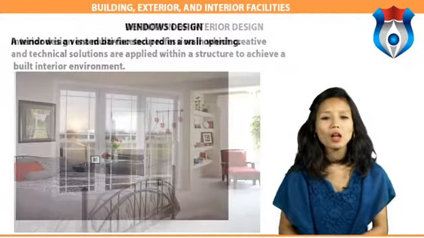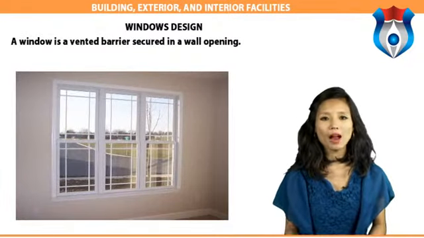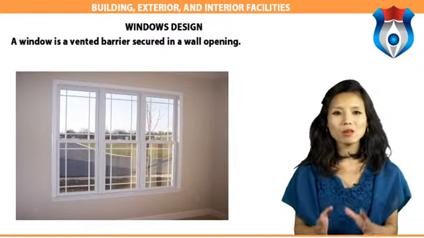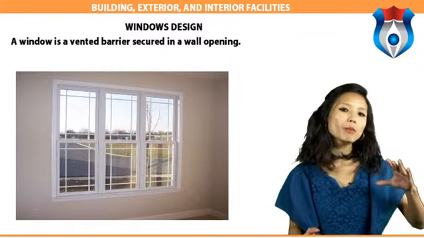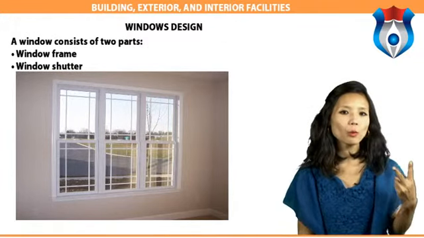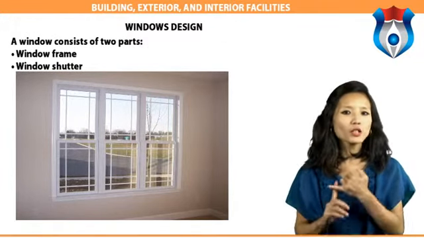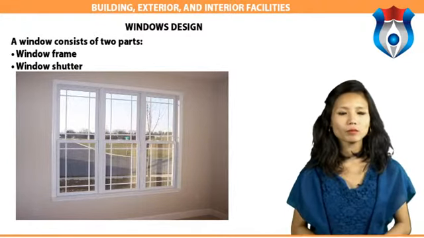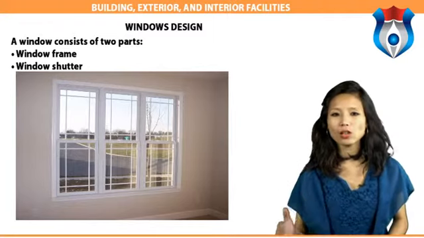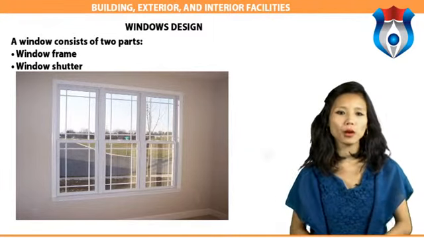A window is a vented barrier secured in a wall opening. The function of the window is to admit light and air into the building and to give a view of the outside. A window consists of two parts: a window frame secured to the wall opening with the help of holdfasts, and a window shutter held in position by the window frame.